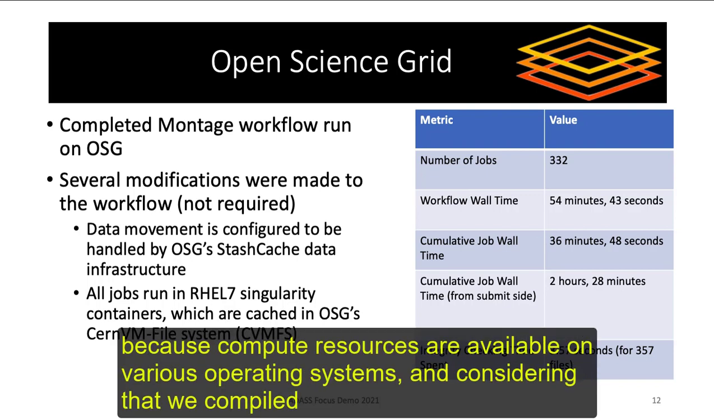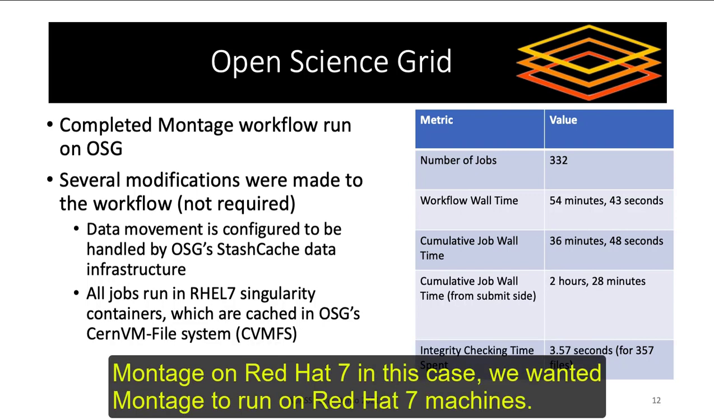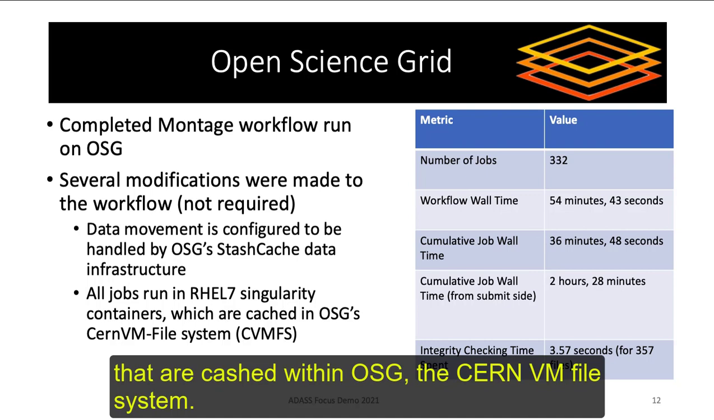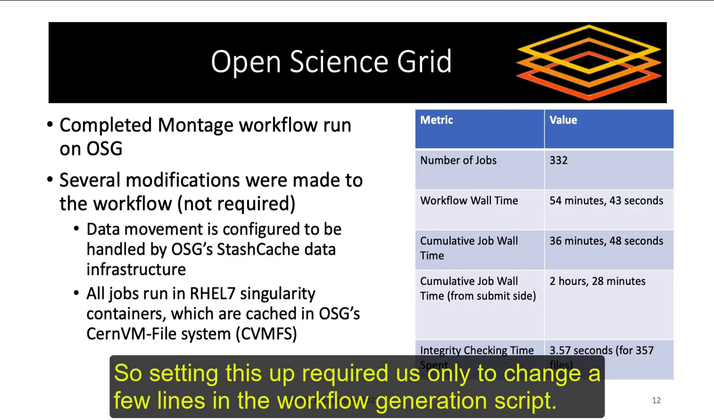Second, because compute resources are of various operating systems, and considering that we compiled Montage on Red Hat 7, in this case we wanted Montage to run on Red Hat 7 machines. We can achieve this by using RHEL 7 Singularity containers that are cached within OSG's CERN VM file system. So setting this up required us only to change a few lines in the workflow generation script.